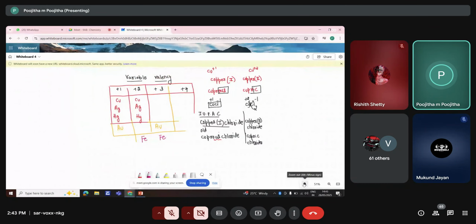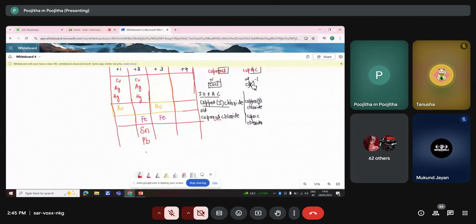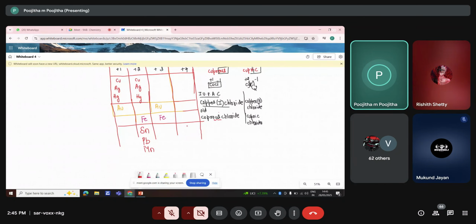There are certain elements which exhibit variable valency of 2 and 4. Which all did you learn? Tin, lead. What is the symbol for tin? Sn. Lead is Pb. Then you learned manganese. You remember Mn. So tin shows variable valency of +2 and +4. Lead also shows variable valency of +2 and +4, so Pb2 plus, Pb4 plus. Then manganese also shows variable valency of +2 and +4. So Mn2 plus ion, Mn4 plus ion. Mn is the symbol for the element manganese.